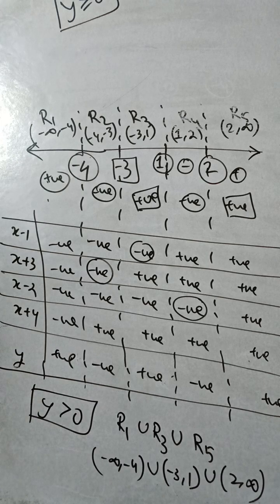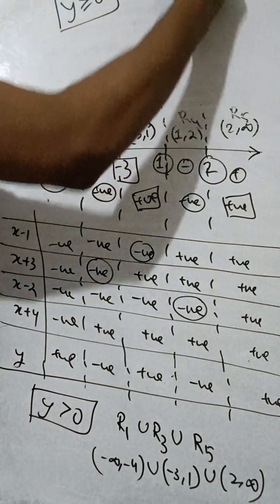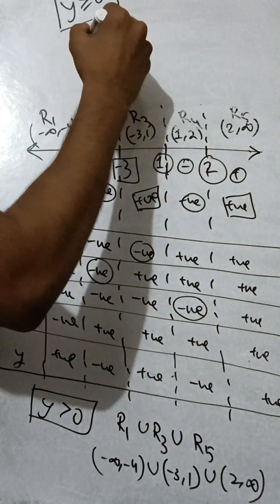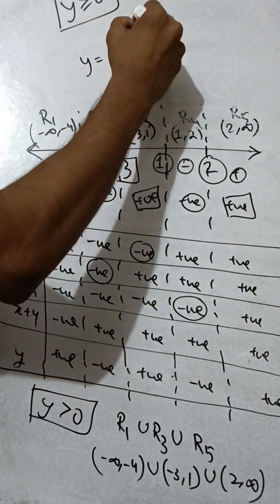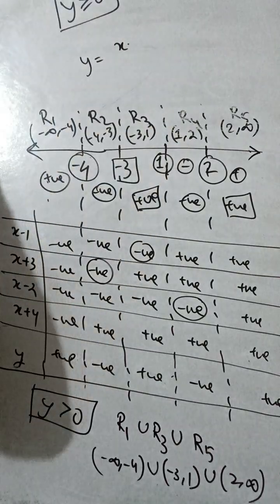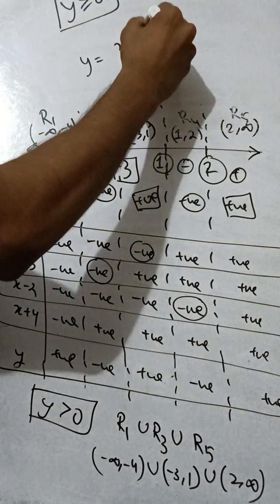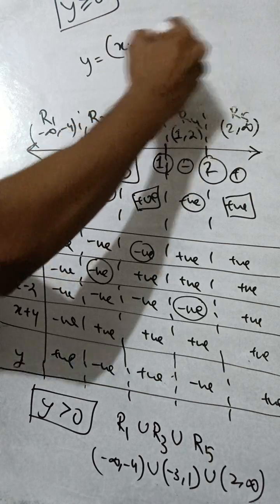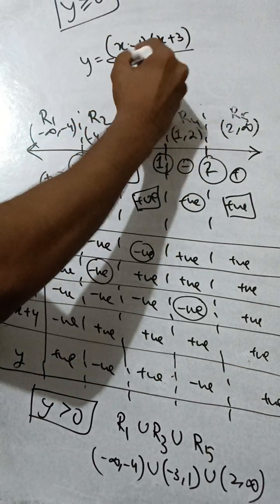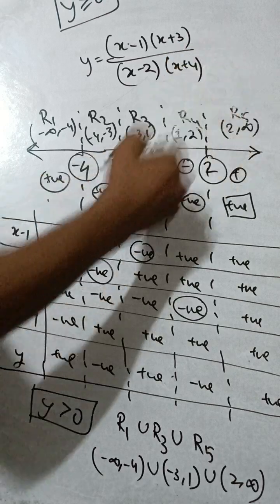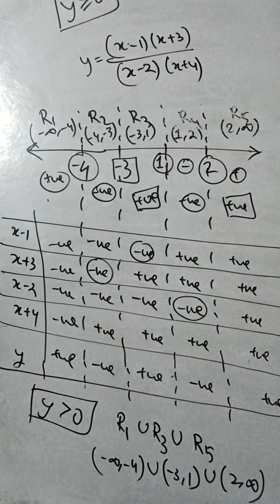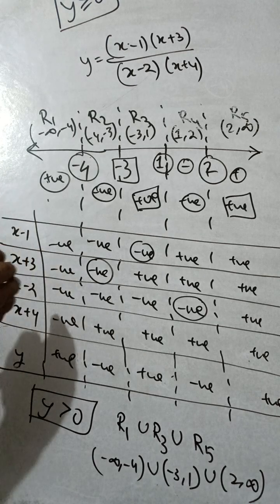since they are asking us greater than or equal to 0, what was our y? Our y was probably x minus 1 into x plus 3, over x minus 2, x plus 4. I hope this was our y. So if we have to make y greater than or equal to 0, then which values will we take?